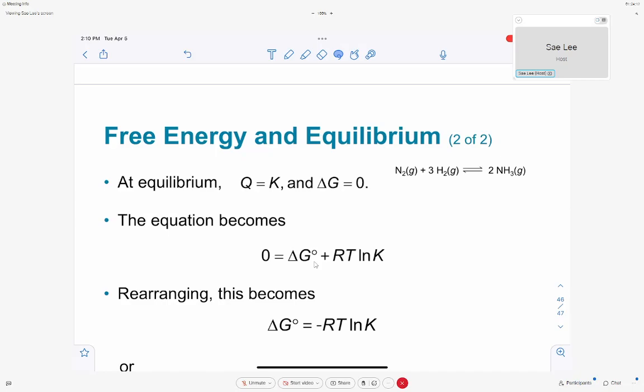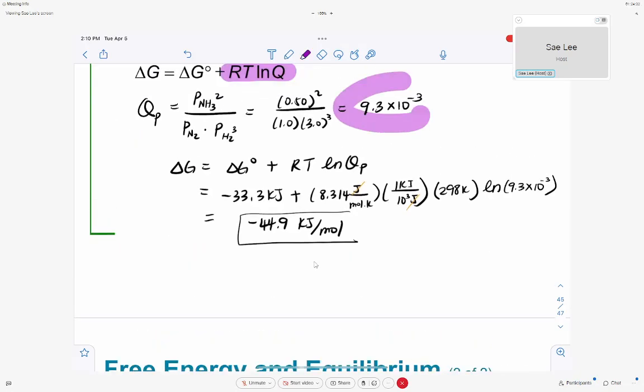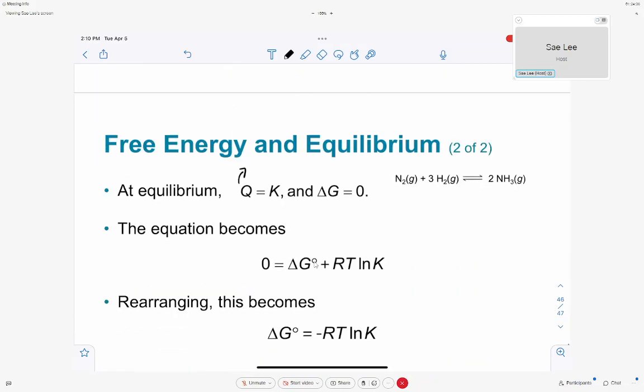If you can recall from chapter 15, we need to compare the reaction quotient Q value to the K value. The quotient Q value of the Haber process, which we just found, is 9.3 times 10 to the negative 3. If this quotient Q value equals the equilibrium constant value, then we know that the reaction is at equilibrium. If the Q value doesn't equal the K value, then the reaction is not at equilibrium.